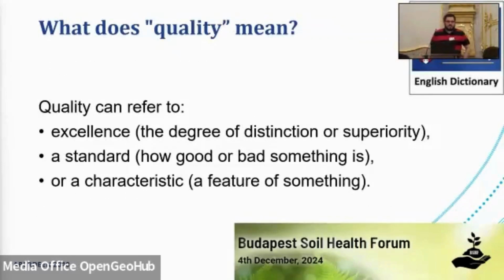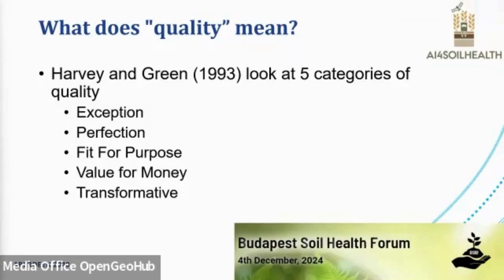So what can quality as a term mean and refer to? Well, in terms of the Cambridge English Dictionary, quality can refer to three aspects. It can refer to excellence, which means the degree or distinction or superiority of something, a standard, in essence, how good or bad something is, or a characteristic describing a feature of something. And this is something that's very much been talked about in soil science on so many different levels, whether we're looking at properties, types, or other aspects too, policy being another one. Let's unpack this a little bit more.